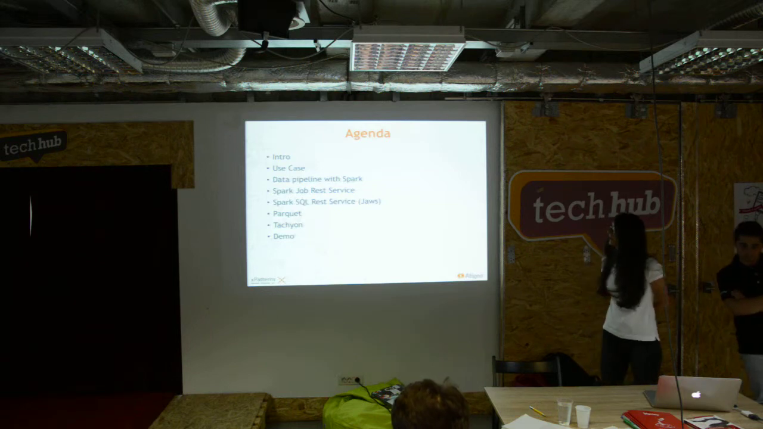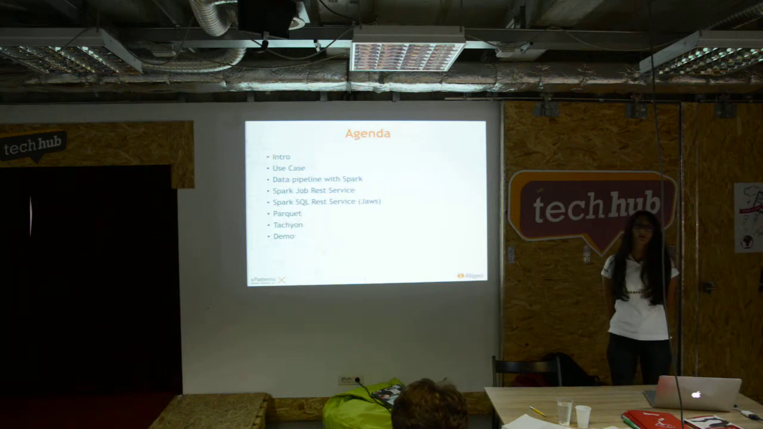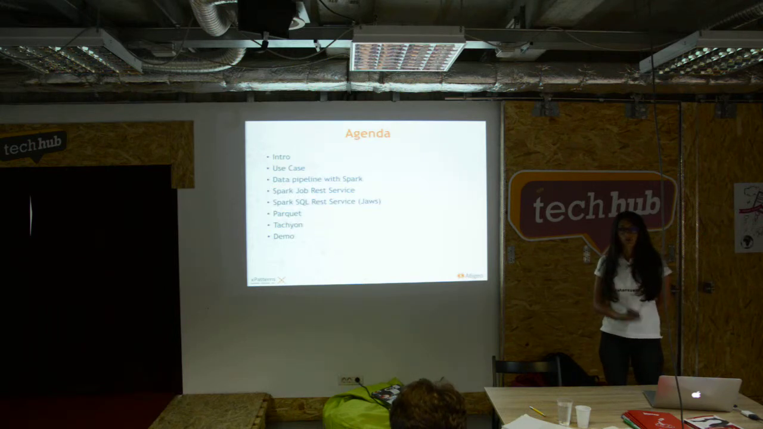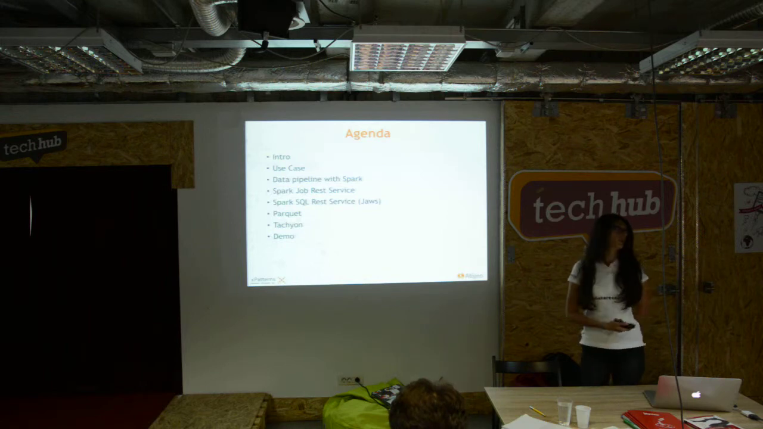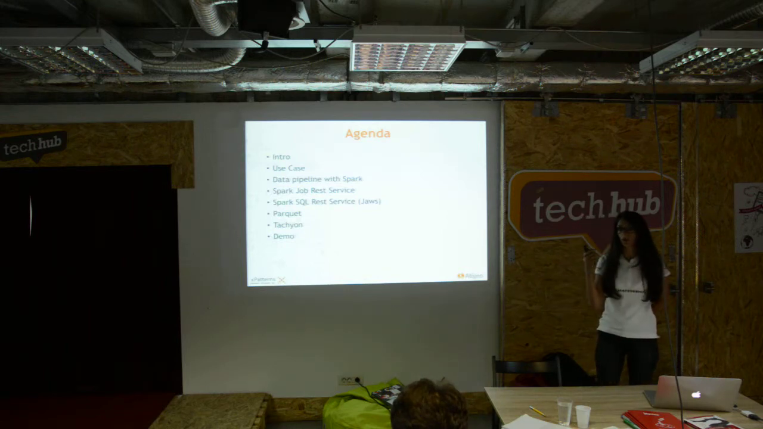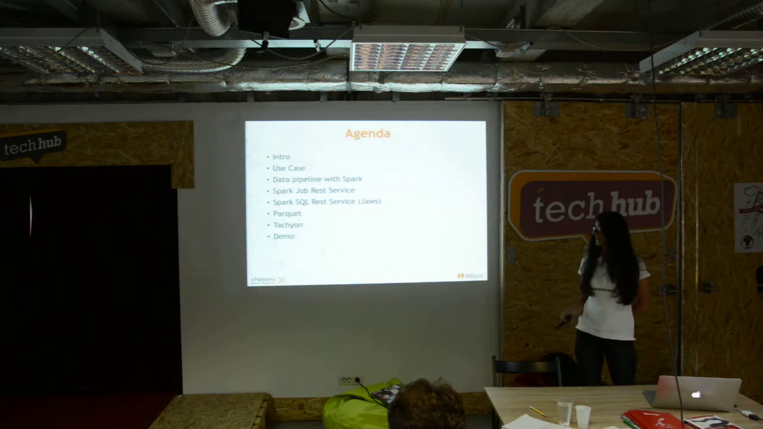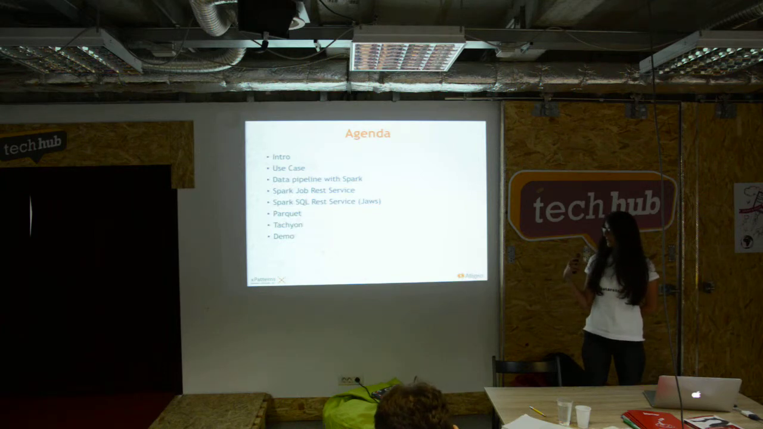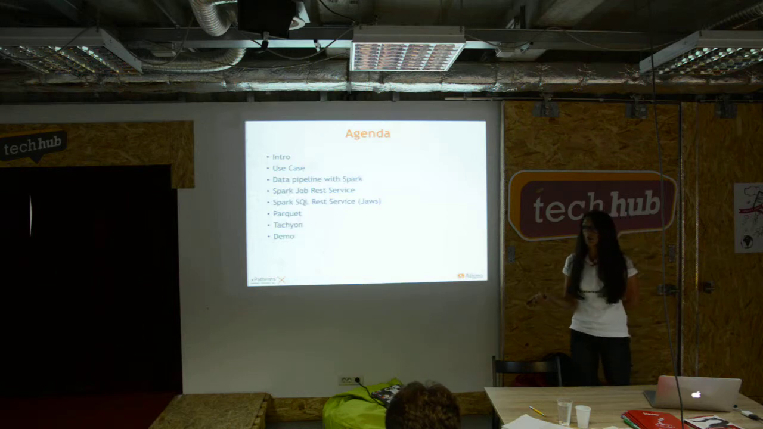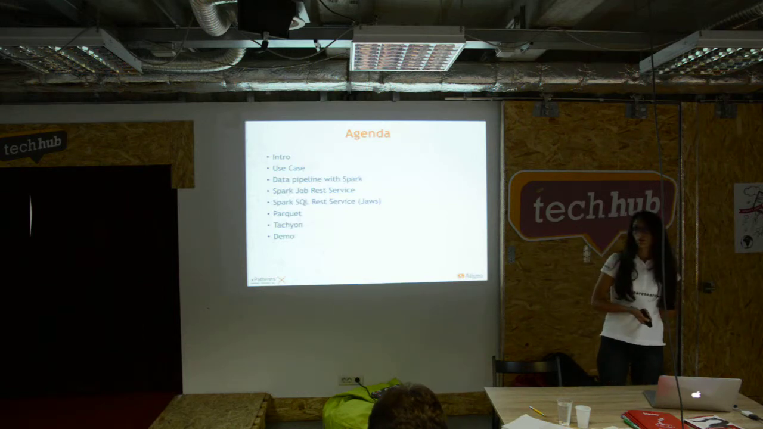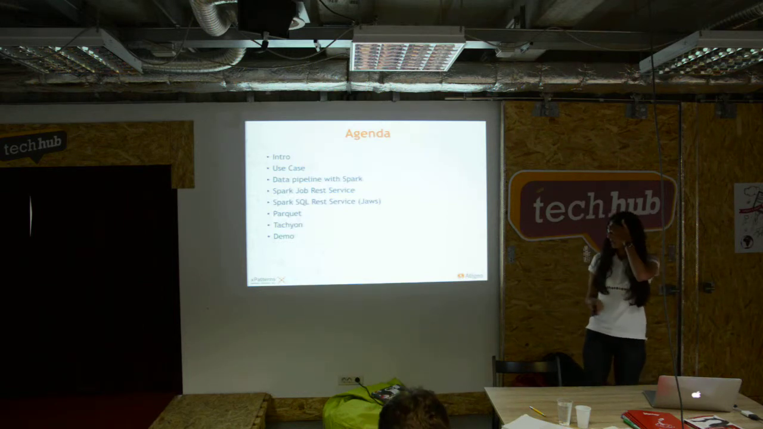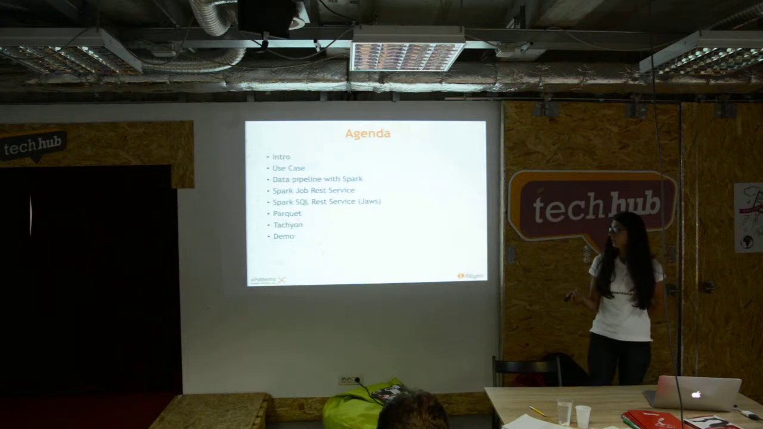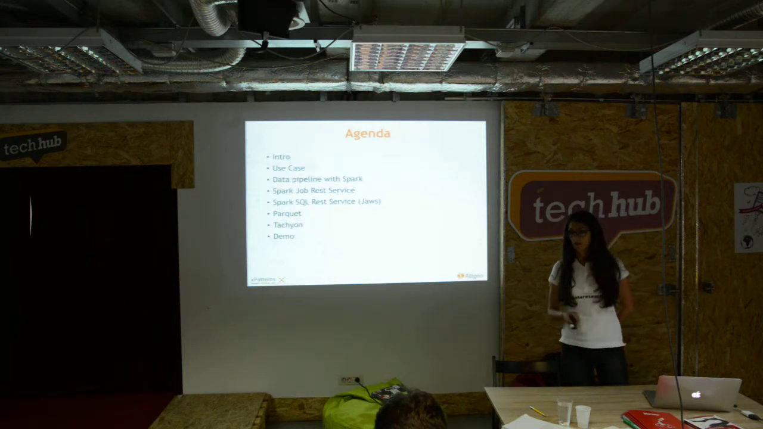So what we are going to do is provide tips and tricks about how to build an in-memory data pipeline with Spark. We will speak about 2 open source projects that we are main committers on, projects that we contribute to the Spark ecosystem. I'm talking about Spark Job REST service and Spark SQL REST service, codenamed JAWS. There will be a few words about the Parquet file system format, and I will also go through the benefits of using Tachyon.